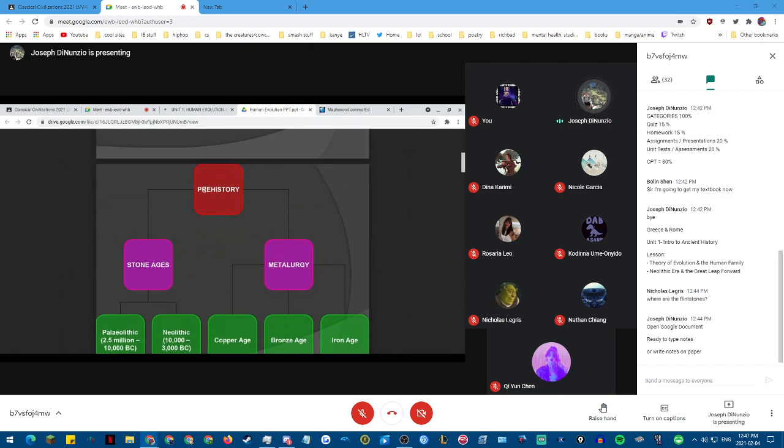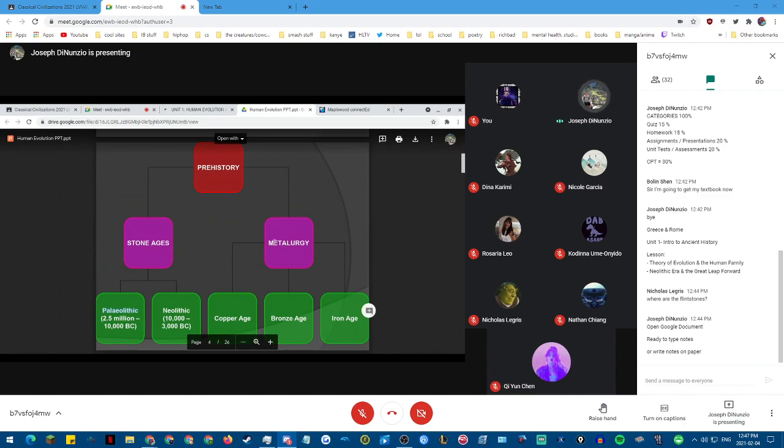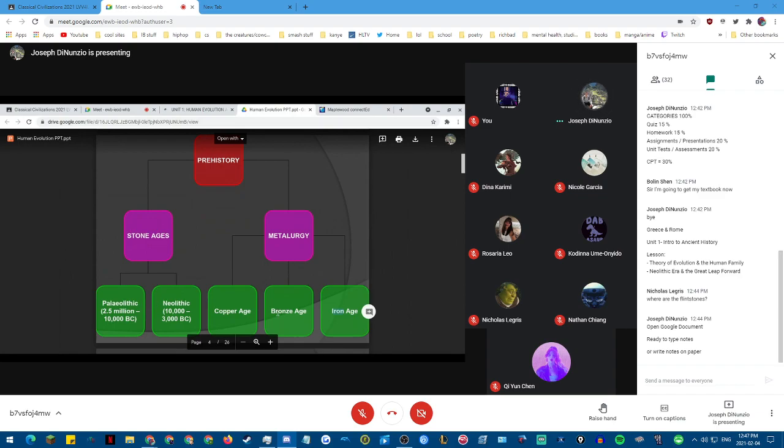We have prehistory at the top. It breaks down into the Stone Ages, or Paleolithic, which means Stone Age, and the metallurgies, the resources such as copper, bronze, and Iron Age. See the green at the bottom? That's our timeline. That's one of the timelines.